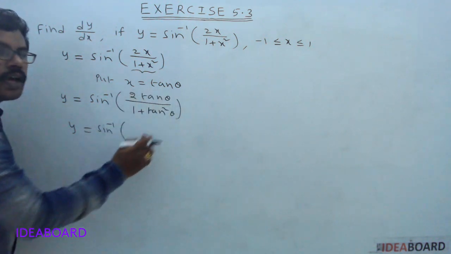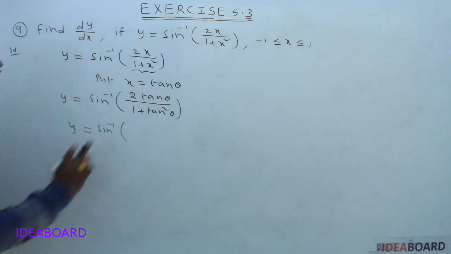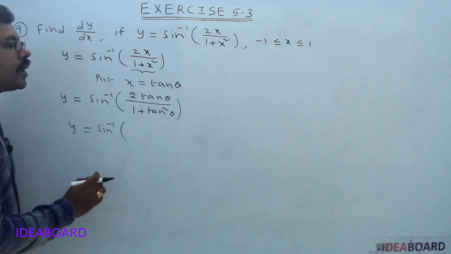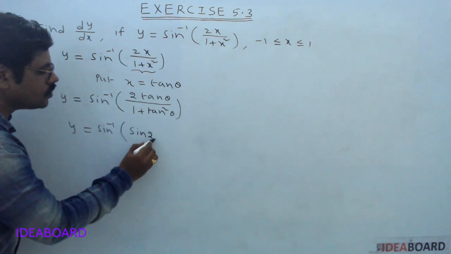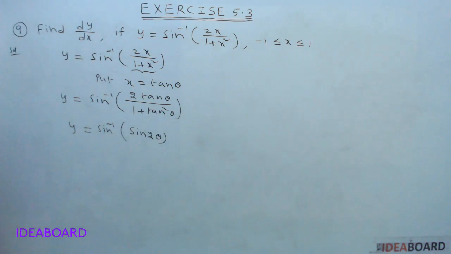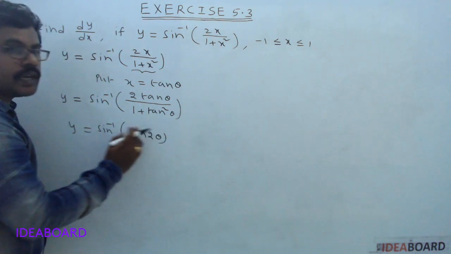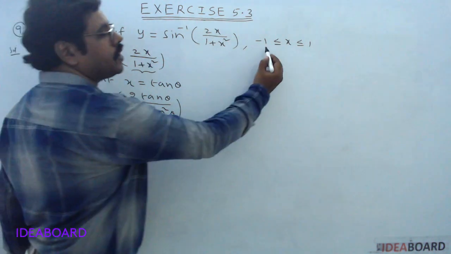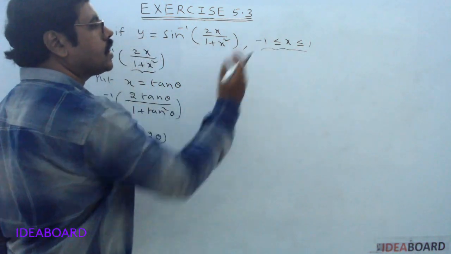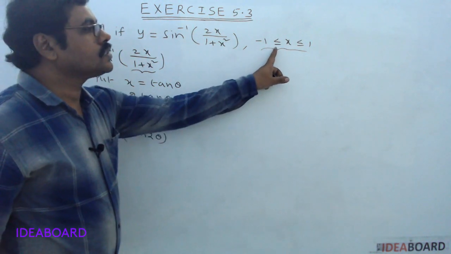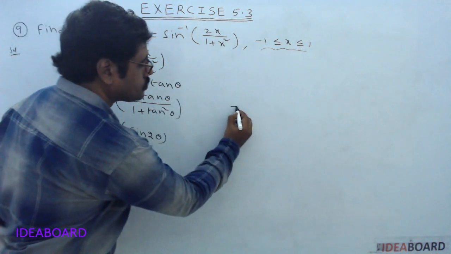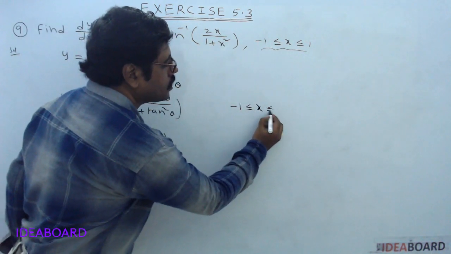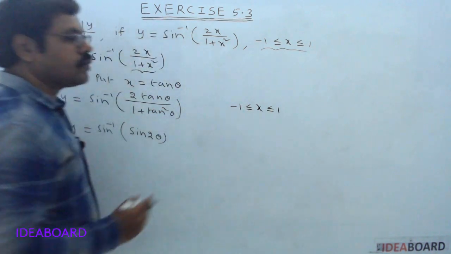Now this is the formula for sine 2 theta. Instead of 2 tan theta by 1 plus tan square theta, you can write the value sine 2 theta. Now sine inverse of sine 2 theta. Here we don't know the value of 2 theta, but one condition will be given in the data. So what is that condition? Minus 1 less than or equal to x less than or equal to 1. Now take that condition.